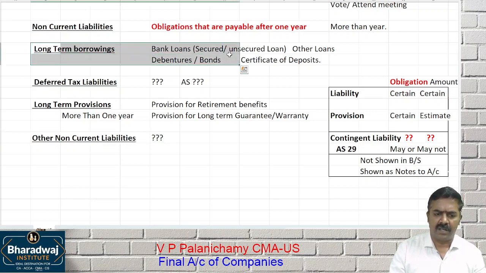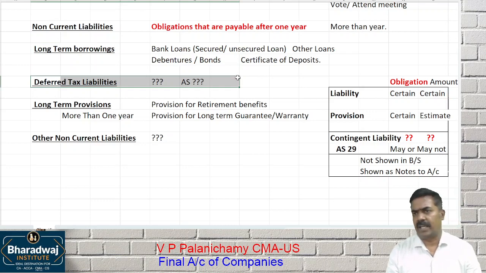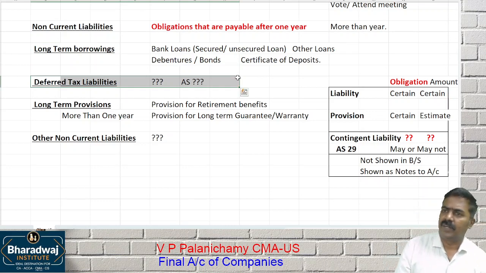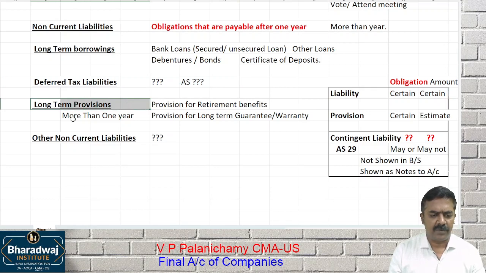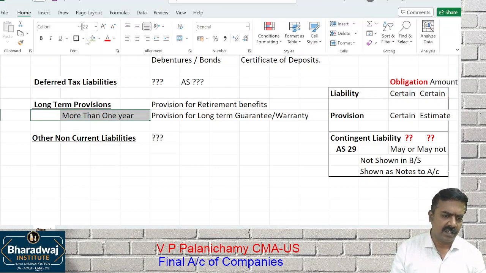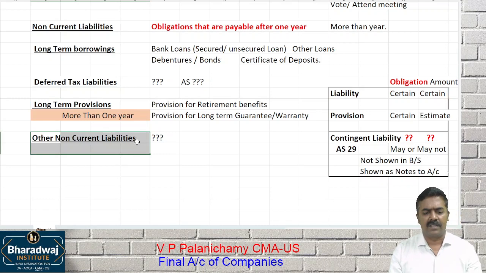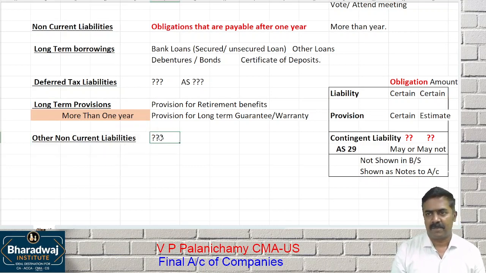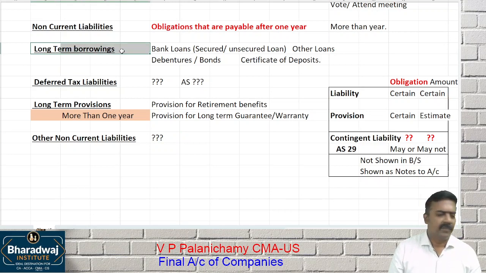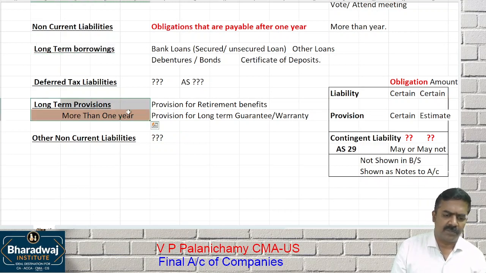So debenture will come under long-term borrowing. If there is any timing adjustment for tax, that will come in what? Deferred tax liability. If we create provisions for obligations that are arising more than 1 year, that will come under which one? Long-term provisions. Pay attention. I borrowed money from you 1 crore. Where it will appear? Long-term borrowing. Clear? Okay. I create a provision for retirement benefit that will come under long-term provisions.